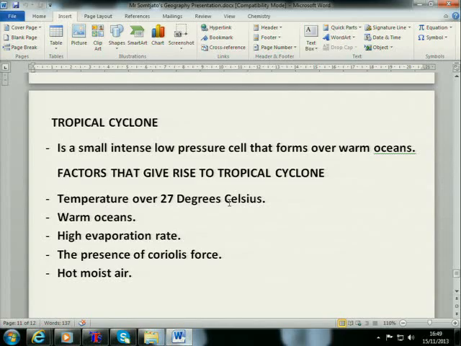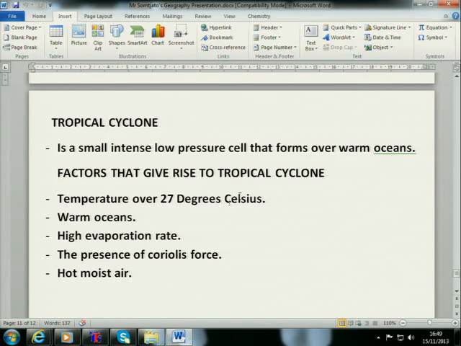These are the factors that give rise to tropical cyclones. Dear learners, whatever way the question might be asked, if you have the feeling that it wants the factors that give rise to tropical cyclones, these are the factors. Let's go on.